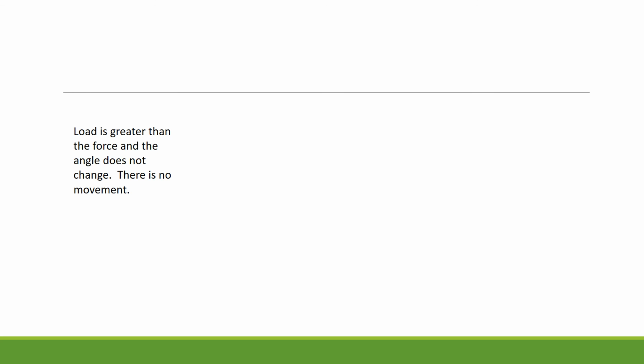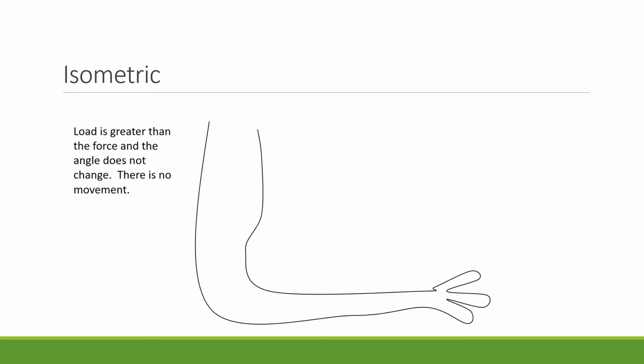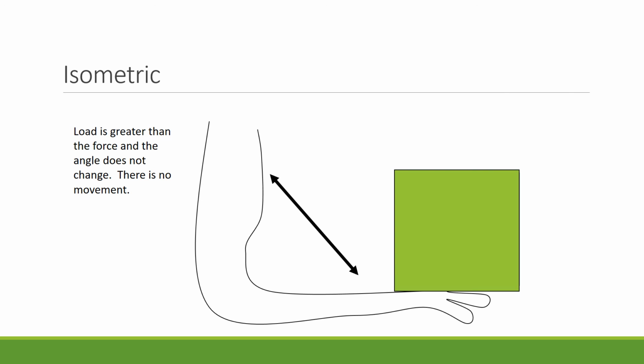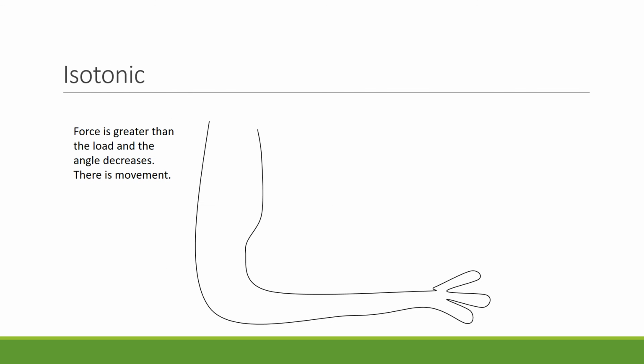Let me show you another example of the difference between isometric and isotonic. Isometric is an exercise where the load is greater than the force and the angle does not change, so there's no movement. So if you look at the load on the hand, you'll see that it's too heavy for movement to occur and the angle stays the same. In isotonic exercise, the force is greater than the load and the angle would decrease. There is movement. So if you look at this diagram, you can see how small the load is and the fact that the hand can lift it and the angle between the upper and lower arm will decrease.